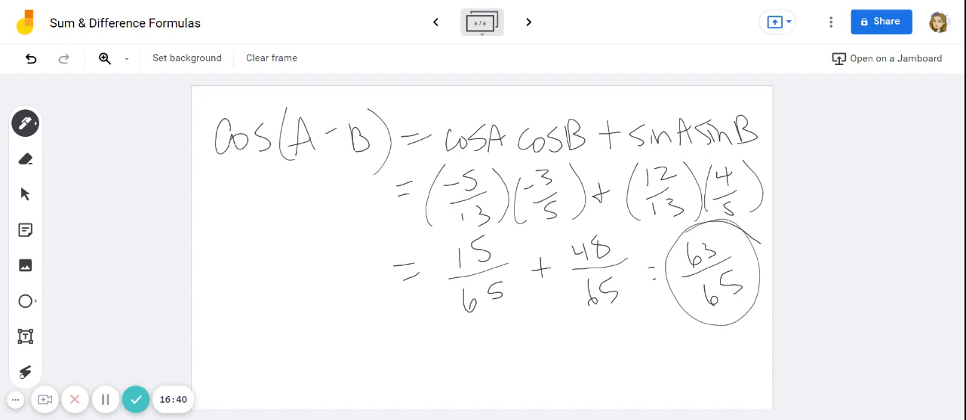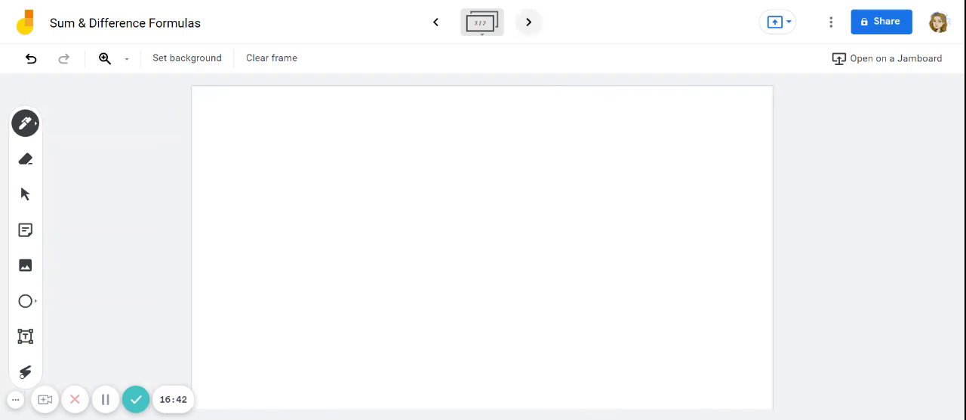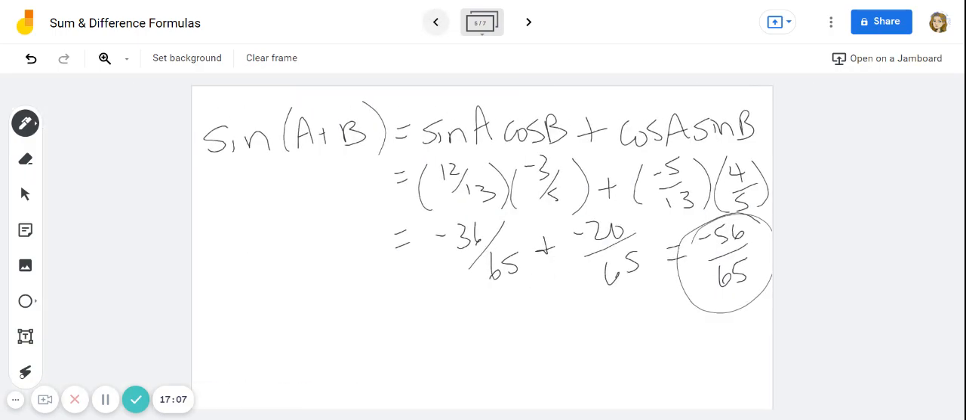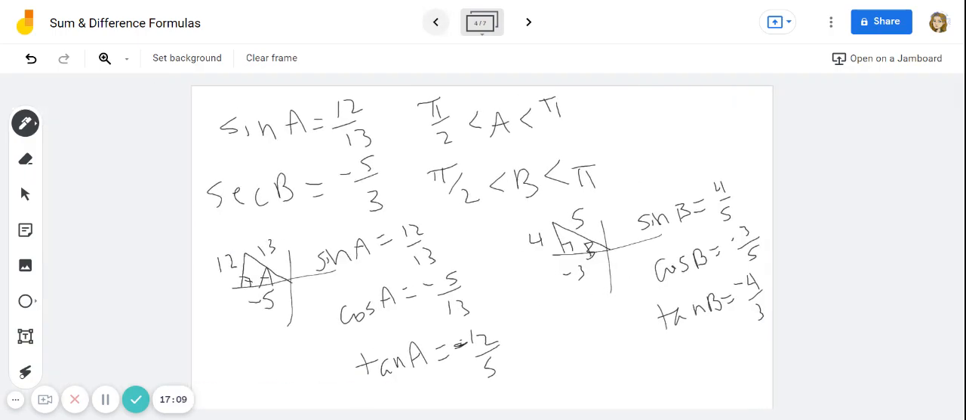Okay, let's try a tangent one now. Let's say we have tangent of, what did we do? We subtracted before, so let's do tangent of A plus B so that we've practiced this one. So that's equal to tangent of A plus tangent of B over 1 minus tangent of A times tangent of B. Let's go find our values. Okay, tangent of A is negative 12 over 5, tangent B negative 4 over 3.